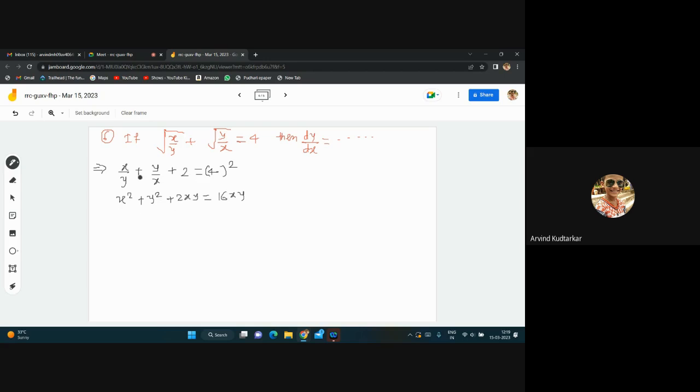So x square plus, take cross multiplication, x square plus y square plus, here 2 is there, multiply and divide by xy, so 2xy. The whole denominator is xy, shift that to RHS, that is 16xy. So what will you get? x square plus y square is equal to 16xy minus 2xy, that is 14xy. And we have got here the simple equation. For that equation, we need to find the differential. This is not a linear equation, this is a quadratic equation.